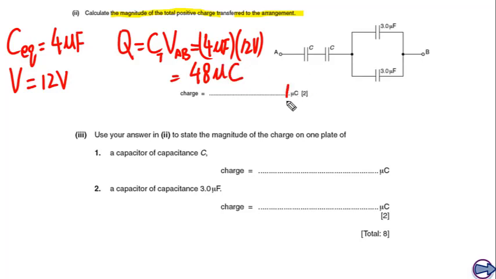As you can see, the answer has to be in microcoulombs. Sometimes it's a tricky one, you have to keep an eye on units as well. So the final answer is 48 microcoulombs. This is how we can find it.